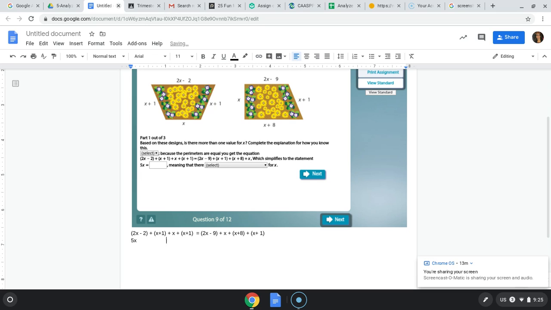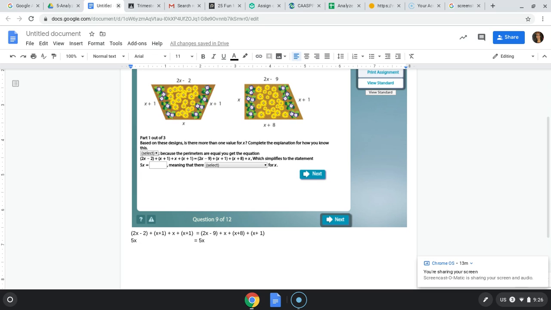Then on the other side, we put the equal sign. Once again, I combine like terms, the variable terms first, 2x plus another x plus another x plus another x. That's going to be 5x. And then I combine the constant terms. -9 plus 8 is -1, plus 1 is 0. So 5x is equal to 5x. What does that mean? That means that this equation has infinitely many solutions.